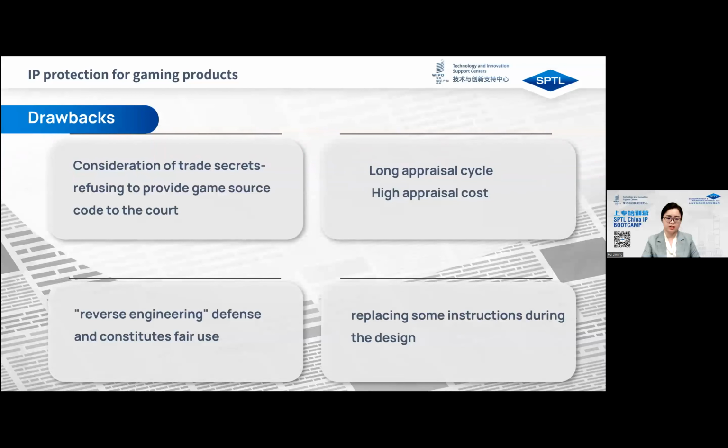And the third reason is that even if the plaintiff makes the claim, the defendant can obtain a defense through reverse engineering to constitute fair use. And the last one is, during the development of the accused game, it is often designed by replacing some comments compared to the plaintiff's software. So, even if software registration is easy to obtain, the protection is not easy, and the strength of the protection is not very strong.